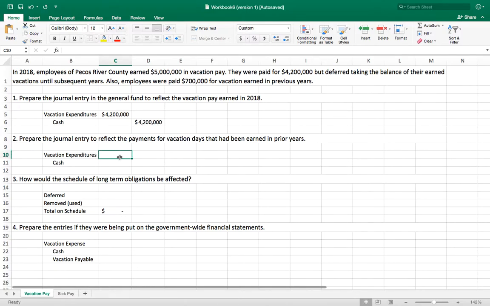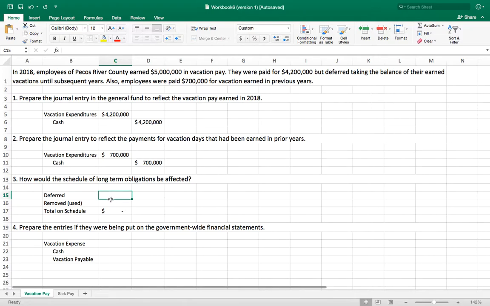And now for number 2, prepare the journal entry to reflect the payments for vacation days that had been earned in prior years. This is dealing with the $700,000 up here. So the situation here is that in the previous year, or multiple years, they did the exact same thing that happened this year, where they earned a certain amount of vacation pay, but then only used part of it. And that deferred the difference to later years, and it happened that $700,000 of that deferred difference was paid off this year. So that's what we're going to record right now by debiting $700,000 to vacation expenditures, and then crediting the same to cash.